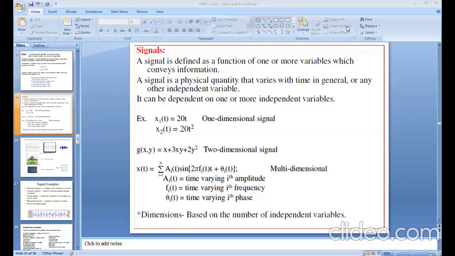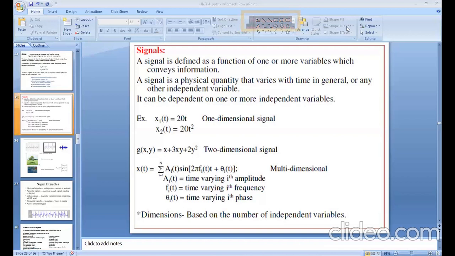An example of a one dimensional signal is x1 of t is equal to 20t, or x2 of t is equal to 20t square. Generally, examples of one dimensional signals may be voltage, current, phase, frequency, or an ECG signal; these come under the one dimensional signal.